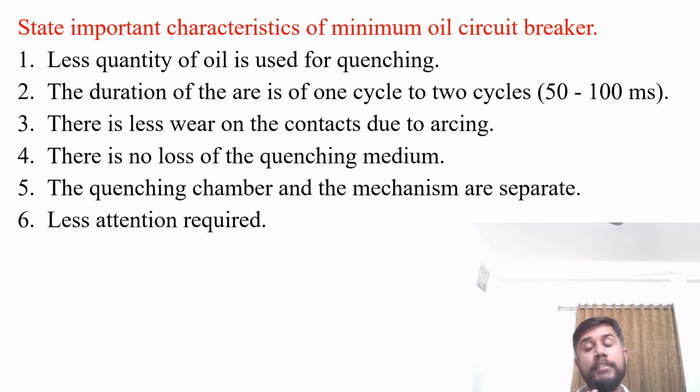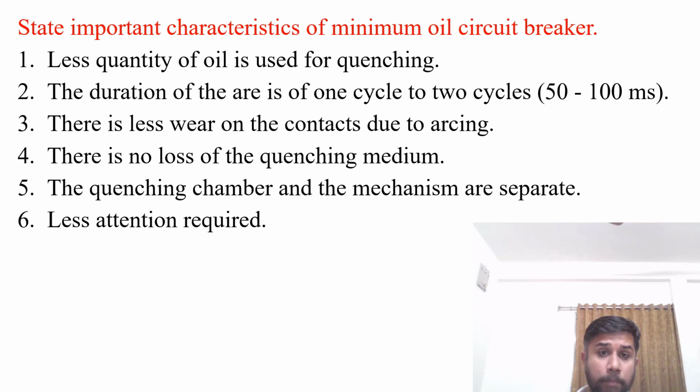State important characteristics of minimum oil circuit breaker. So less quantity of oil is used for quenching. The duration of the arc is 1 cycle to 2 cycles, that is 50 to 100 milliseconds. There is less wear on the contacts due to arcing. So wear and tear on the contacts due to this arcing is very less in case of a minimum oil circuit breaker. There is no loss of the quenching medium. The quenching chamber and the mechanism are separate and less attention is required for the operation.